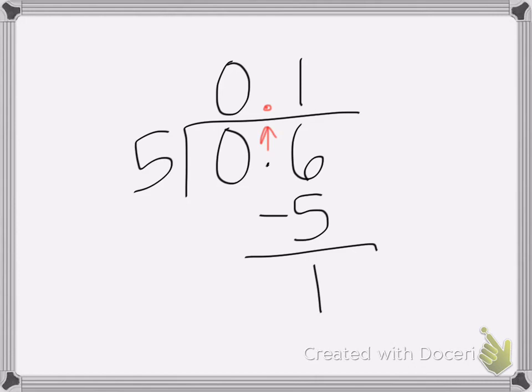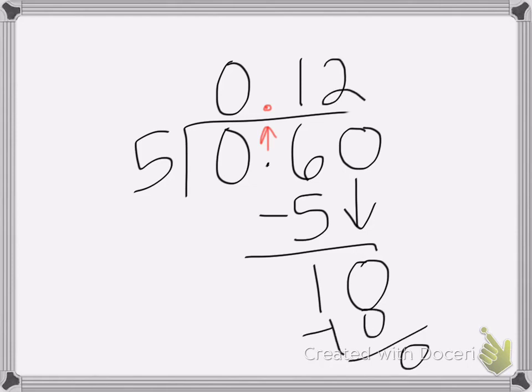Now you cannot have a remainder with a decimal. So to fix that problem, we continue to add zeros after my number. So remember, no matter how many zeros I add, it will not change the answer. Okay, so I'm going to add a 0 and bring it down. Okay, 5 goes into 10 2 times. That's 10, and we get 0.